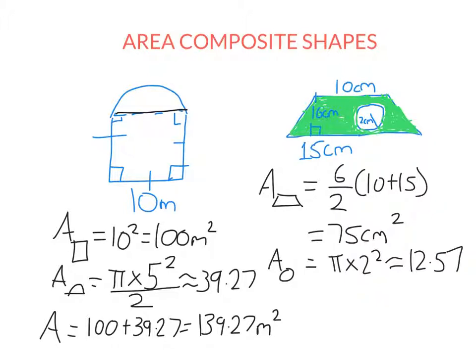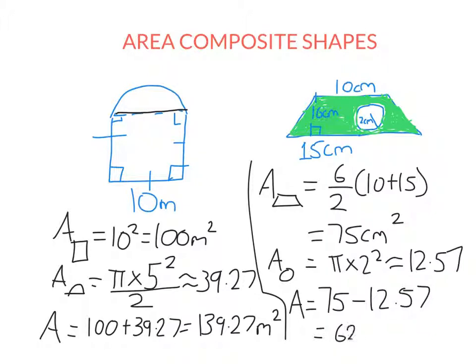So this time I'm not going to add them, I'm going to subtract. So the total area shaded in green will be the area of the trapezium minus the area of the circle. So you get about 62.43. Now everything's in centimeters, so the area is in centimeters squared.